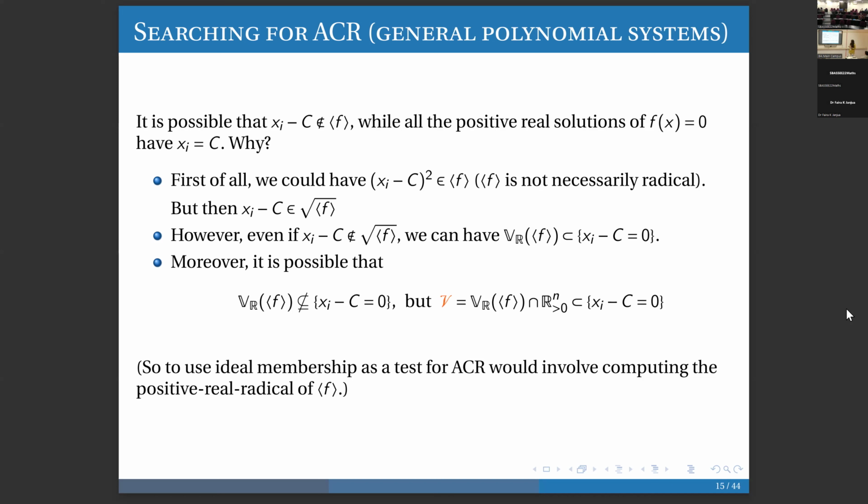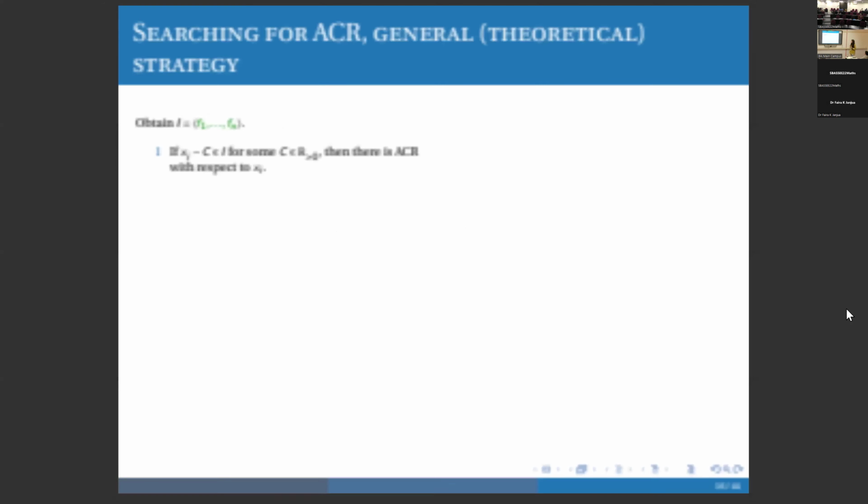So if we wanted to use ideal membership as a test to decide whether a condition is satisfied for my solutions, we would need something like the positive real radical. And some works are going in that direction. I will give you some of these references, but it's not an obvious thing to do. And computationally, it's also very expensive. So maybe we try to be more creative.